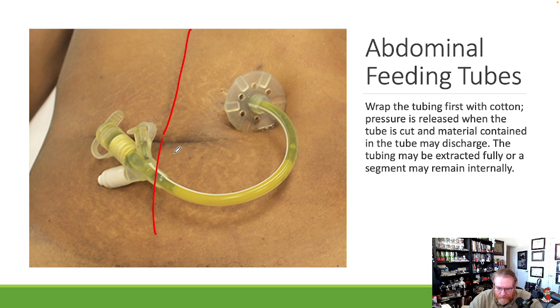Wrap the tubing first with cotton. Pressure is released when the tube is cut. Material contained may discharge. The tubing may be fully extracted, or a segment may be retained internally. Again, this is up to you. Me personally, I would wrap with cotton. I pull it out a little bit. I cut it just above the skin, which typically causes the hose to pop back inside. And then I use the same incision for my cavity embalming, if it is small enough.